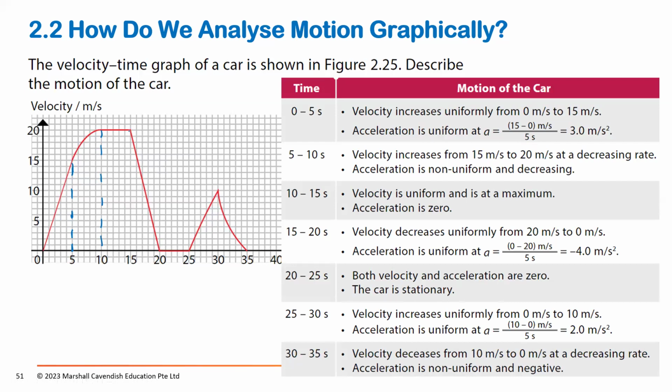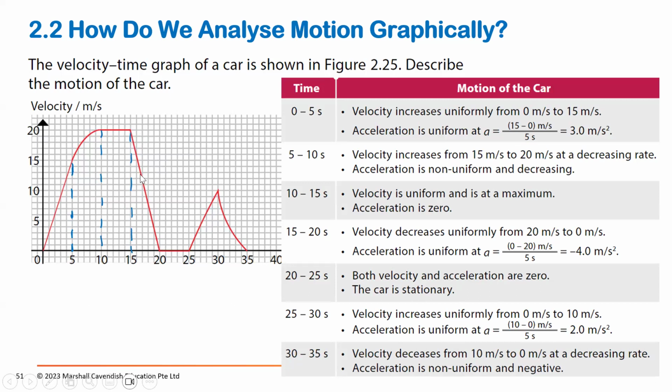The next segment will be 10 to 15 seconds. It's a flat line. The gradient will be 0, which means acceleration will be 0. I'm not accelerating. As time progresses, my velocity is always 20. I'm having a constant velocity of 20 meters per second.